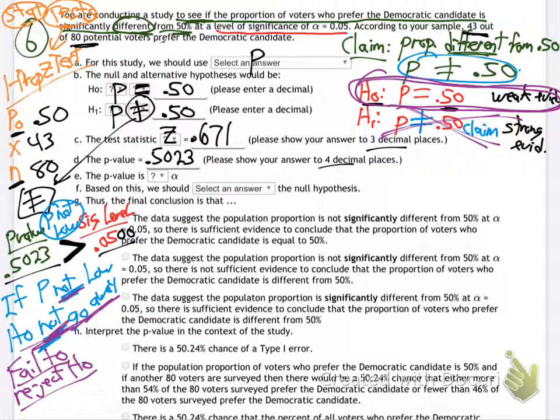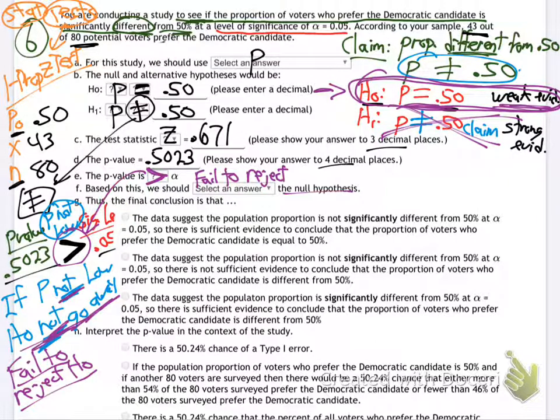So what does that mean I believe? I believe everything the H0 says, which is p equal to 0.50, and the evidence is weak. All right, so let me put that in here. The p-value is greater than alpha. That comes from right there. And based on this, we should fail to reject the null hypothesis.